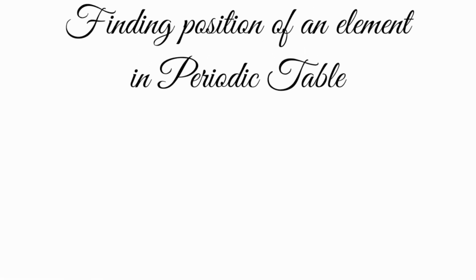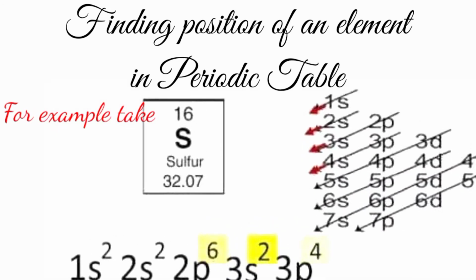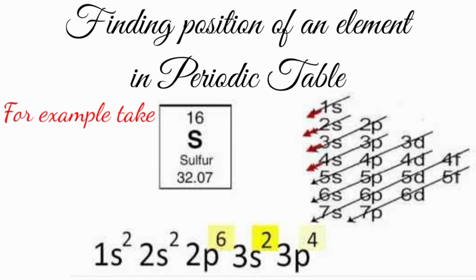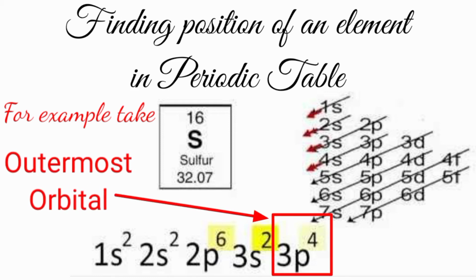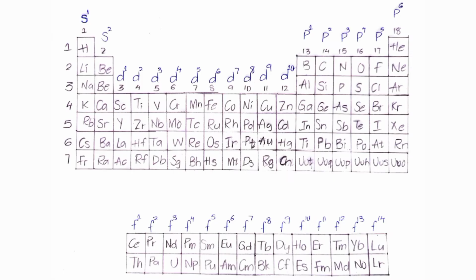So now we have to find the position of that element in the periodic table. Let's take the example as sulfur. Sulfur has 16 electrons, and this is the electronic configuration. So from this, the outermost orbital is 3p4. Now watch this image carefully, which shows orbitals in groups and orbits in periods.